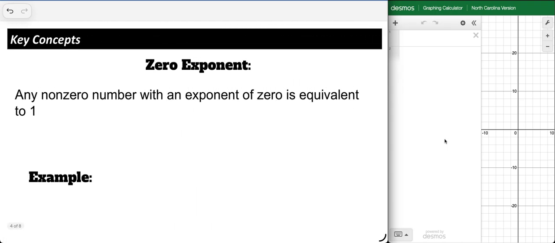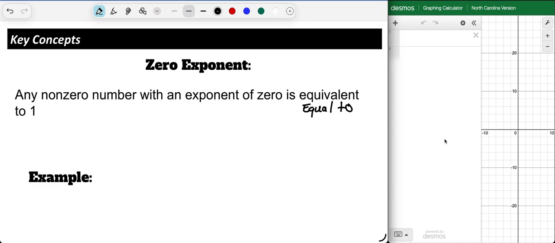The next law is called your zero law, or zero exponents. It says that any non-zero number with an exponent of 0 is equivalent to 1. So equivalent means equal to. Okay? It's equal to 1.